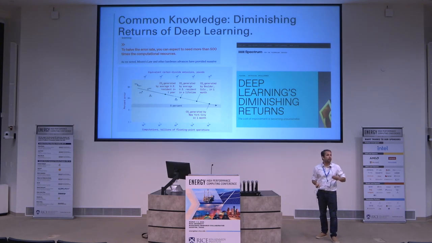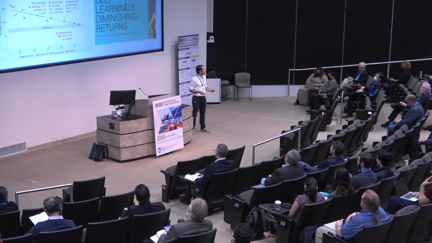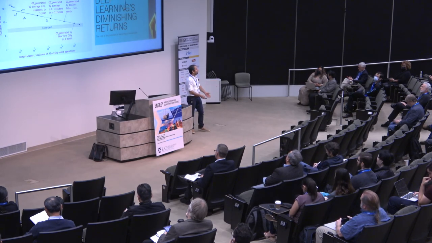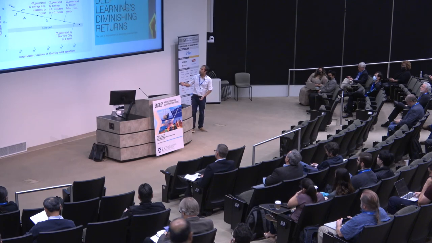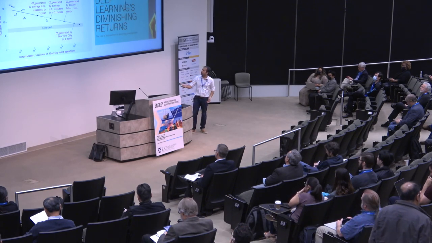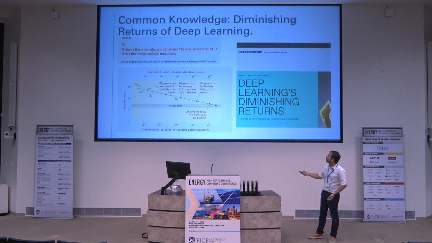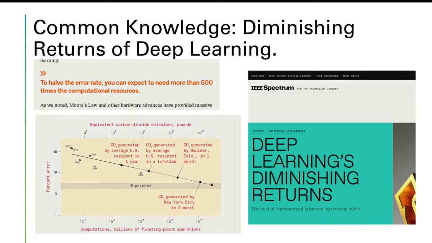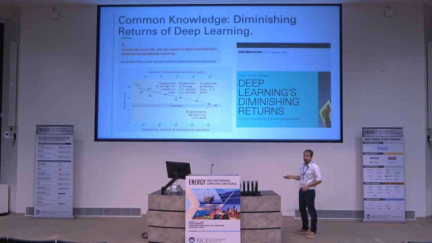We need to double, triple compute every few months, and that is probably the way to get around this, because you need more data, you need bigger billion-parameter models. On the x-axis, what you're seeing is computations, in terms of floating point operations, or flops. And the statement, which is actually coming from the same article, is that to halve the error rate, you can expect to need more than 500 times the computational resources. So going from 10% to about 5%, that's the cost.